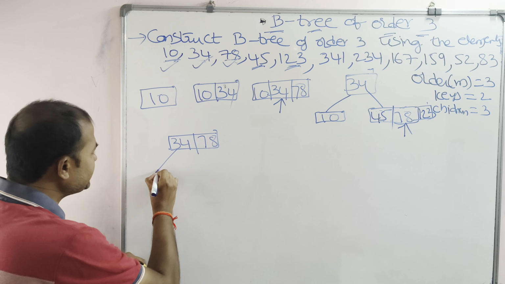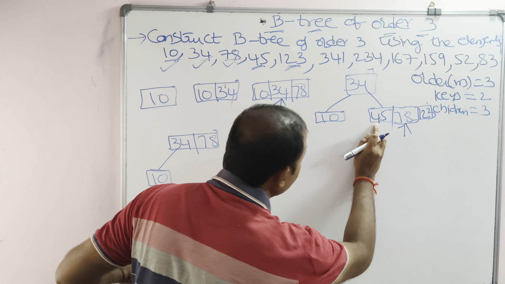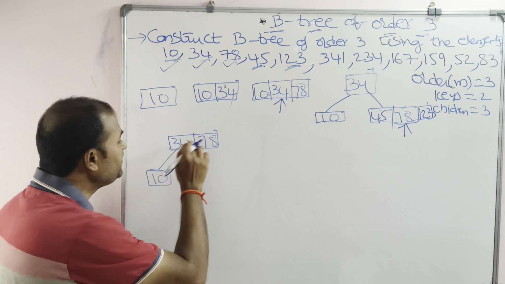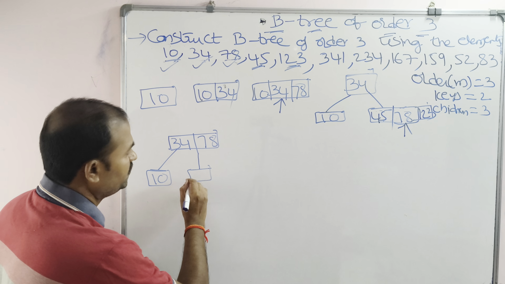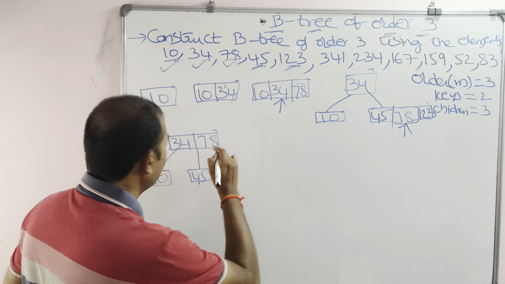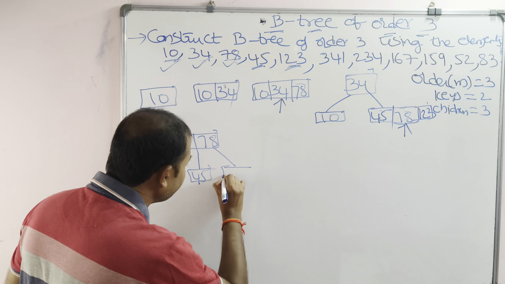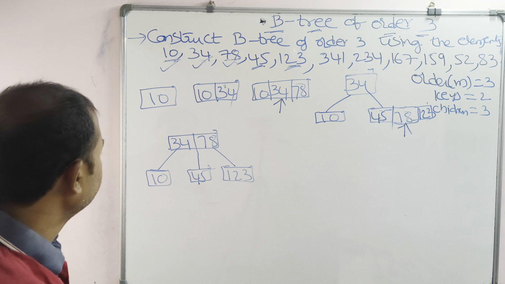So here 10 is less than 34, so it is the left child. Here we have 45. 45 is in between 34 and 78, so it will become the middle child, 45. Next, coming to the 123. 123 is greater than 78, so it will become the right child, 123.